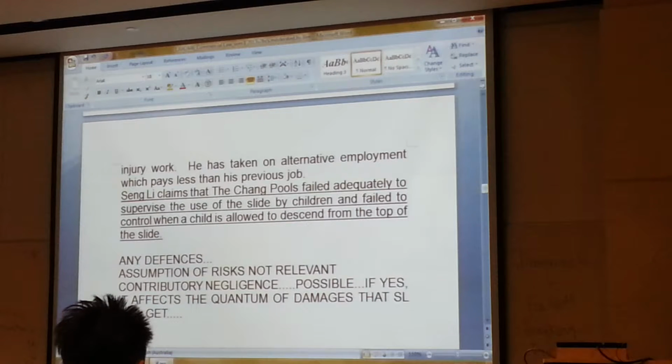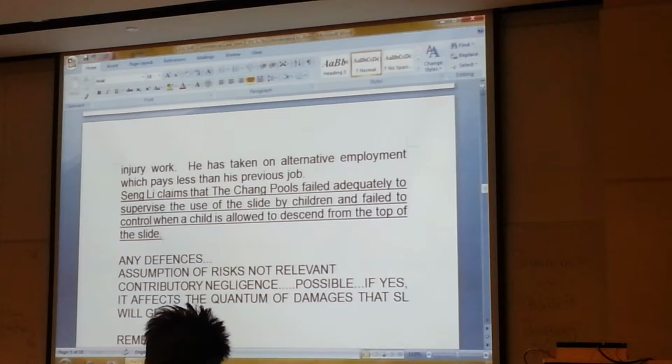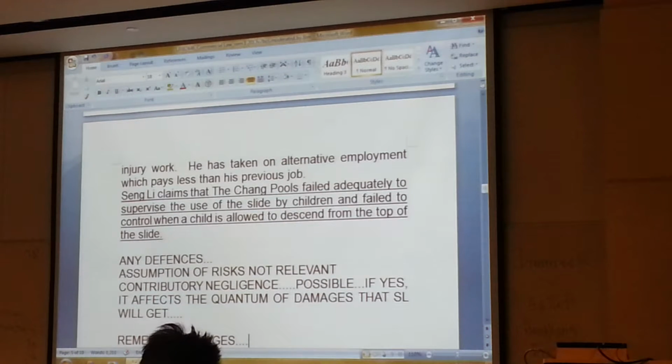The last bit. Remedy class will be damages. And that's your answer. So you must make sure you do not miss any steps. If you miss a step, class, it will cost you marks. Okay? So avoid that, please.